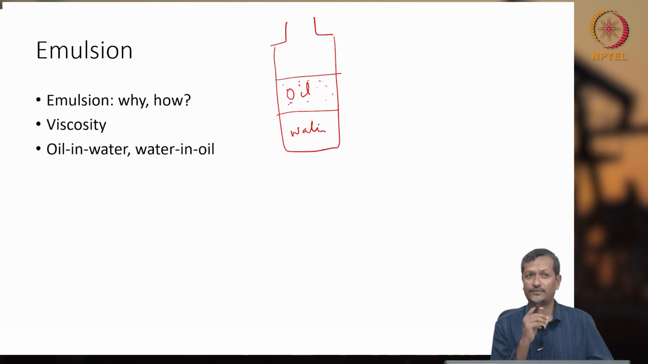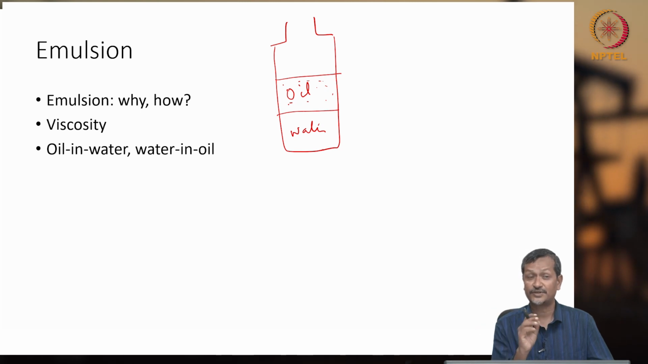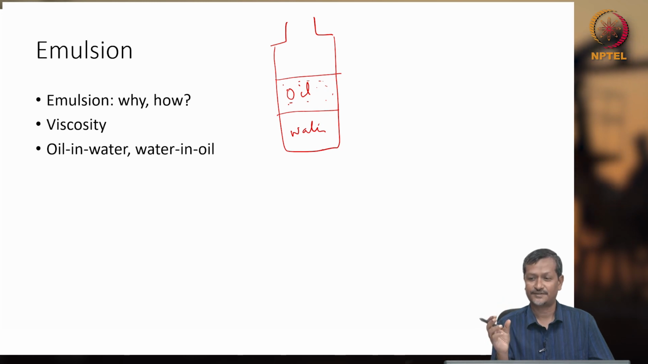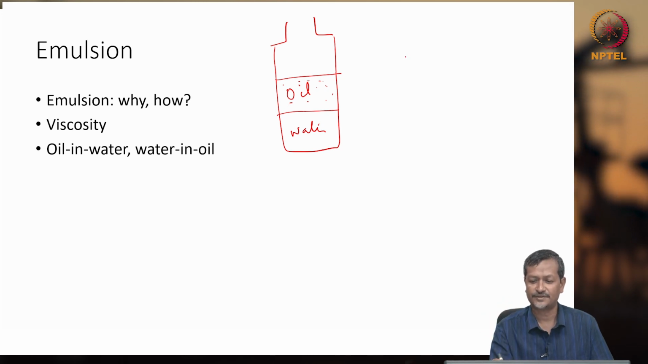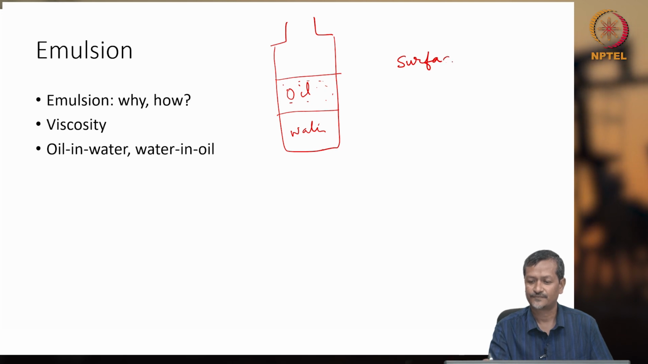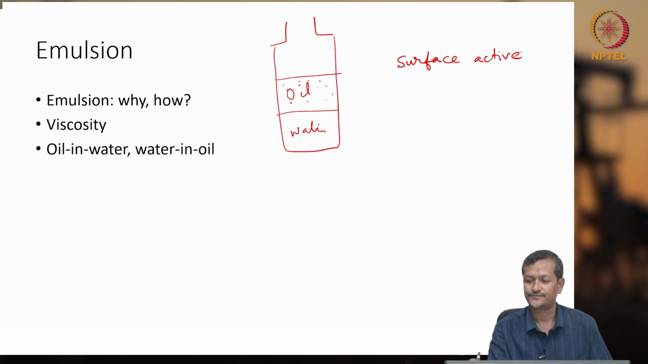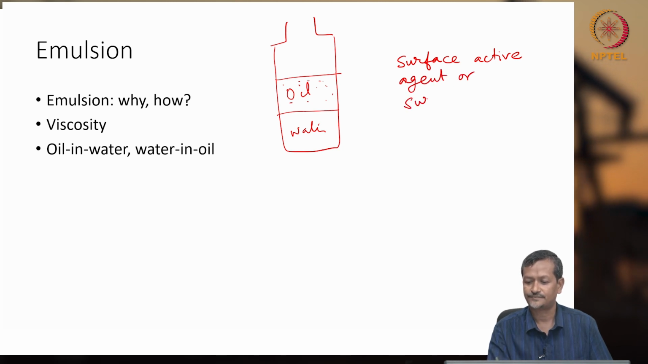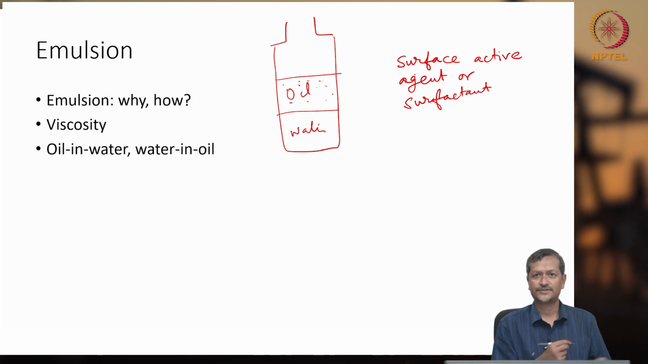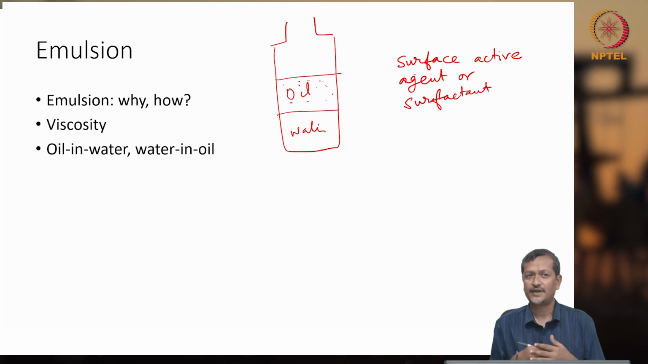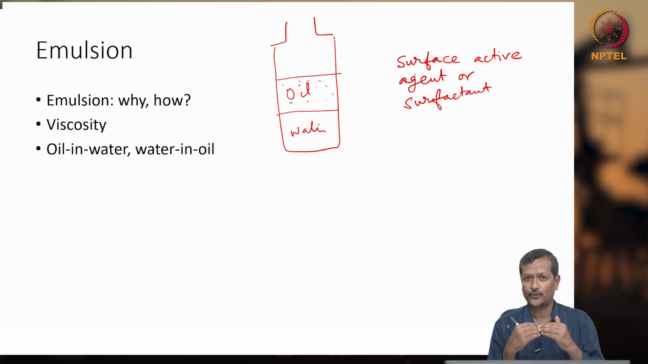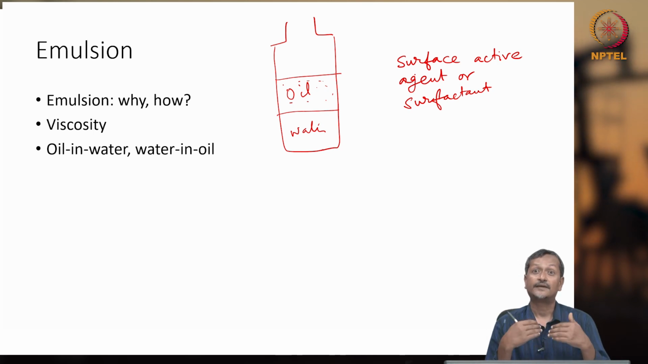If oil and water are mixed and you are getting a stable solution, that means you need a certain amount of a certain chemical, called a surface active agent, or surfactant. If a surface active agent or surfactant is there in the oil and water mixture, then it will not allow the oil and water to settle quickly. So in that case, it will create a stable emulsion.